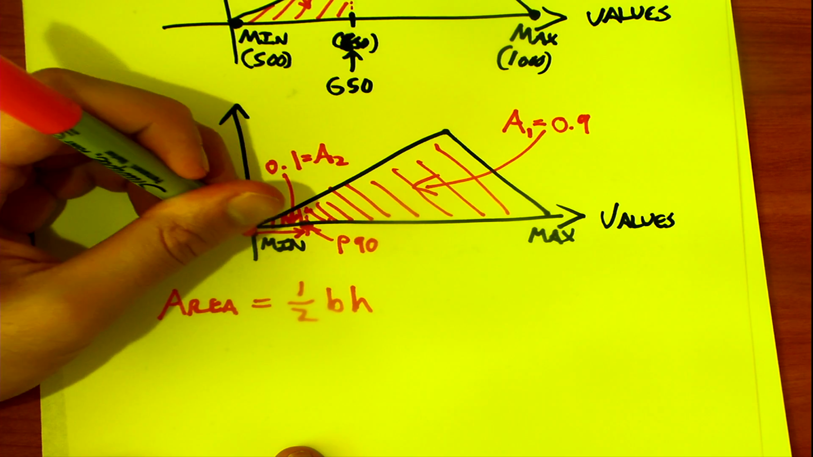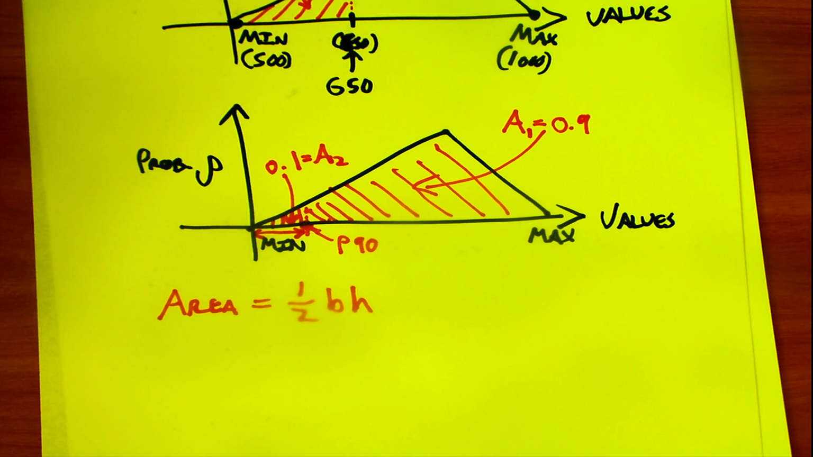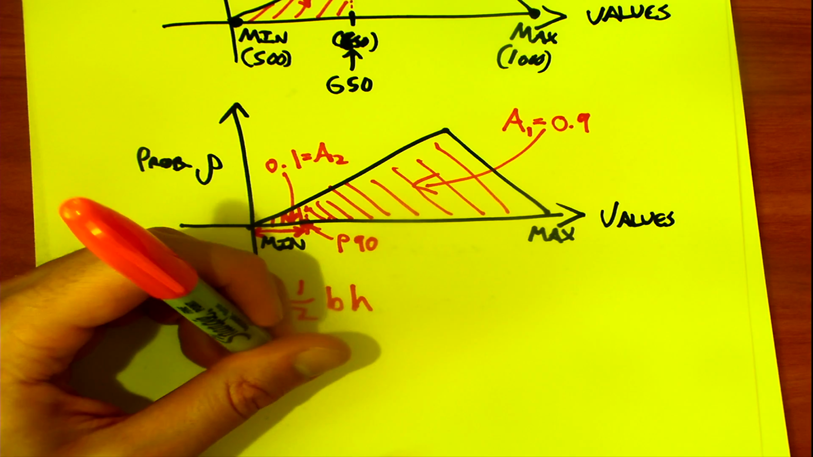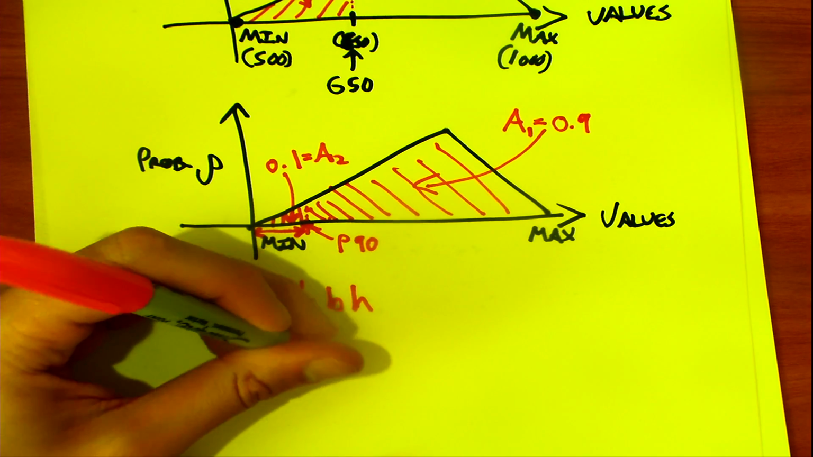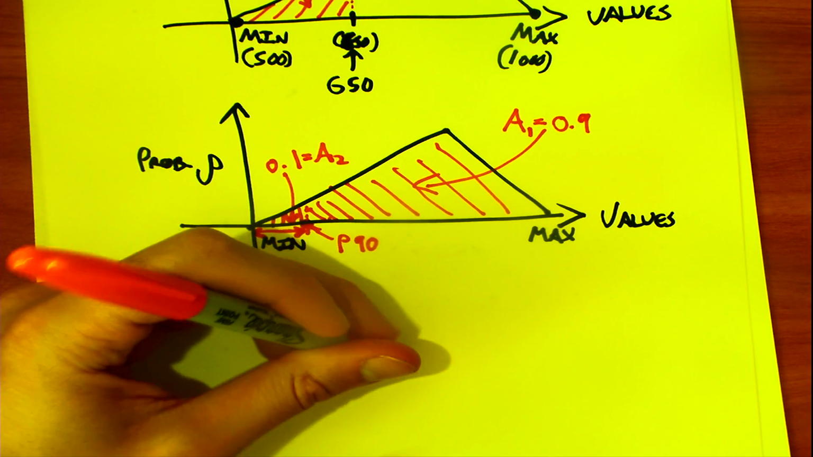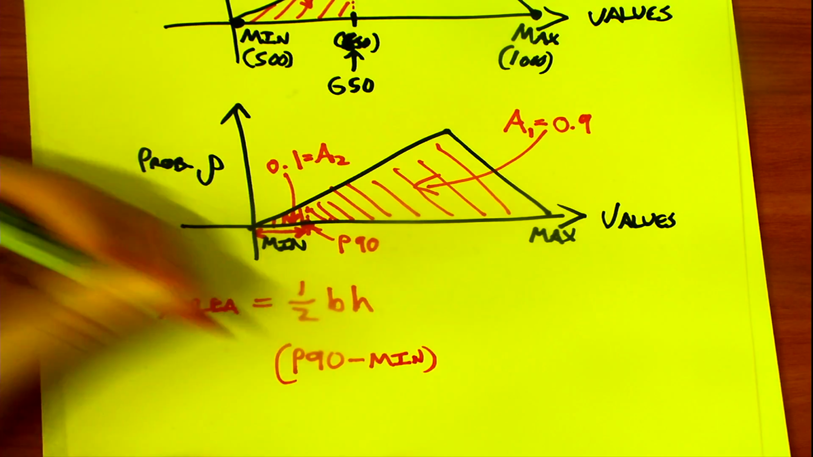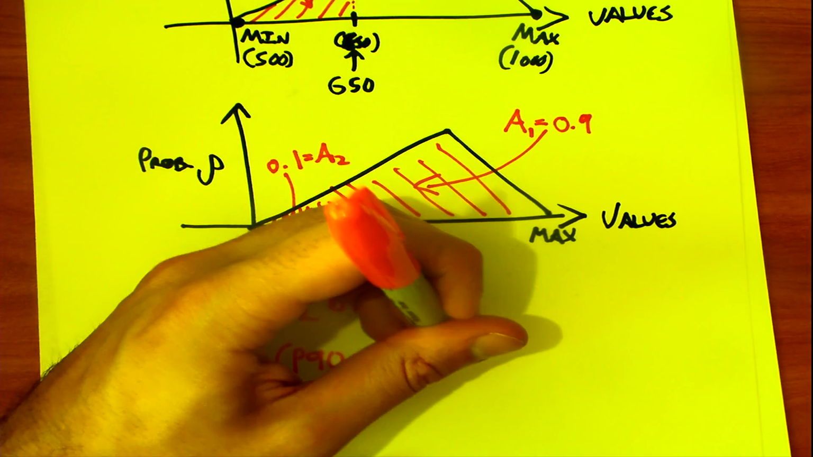That guy right there. Well, you could do the big one too. It just means you have to do more math. So I like doing the small one. So the base would be whatever P90 is minus the min. So the height would be what?